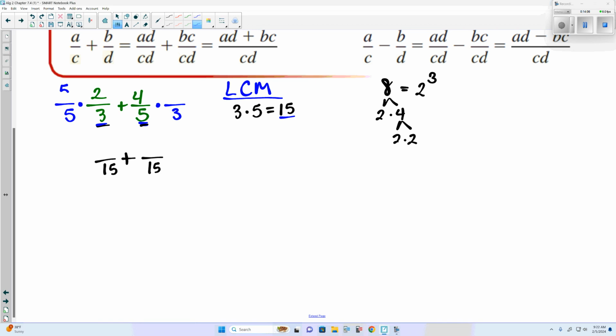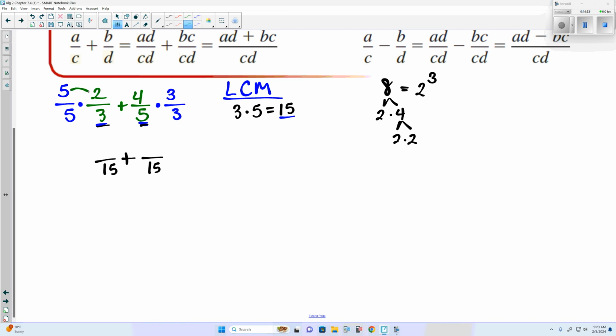But we're not just going to multiply the bottoms of the fractions by the 3 or 5, respectively. We also have to multiply the top. So we're going to multiply 2/3 by 5 over 5, and the 4/5 by 3 over 3. Well, 5 over 5 and 3 over 3 is just a fancy version of 1, so we're not changing anything, we're just changing how it looks.